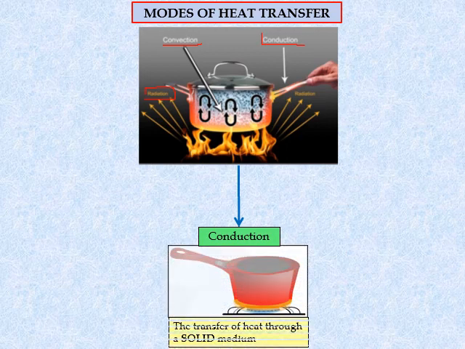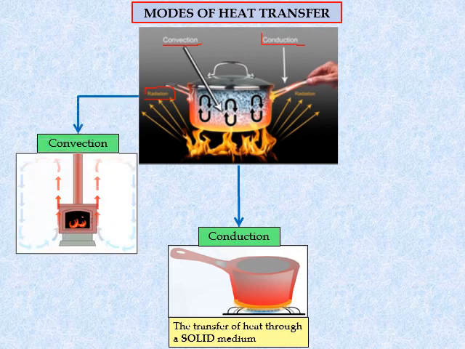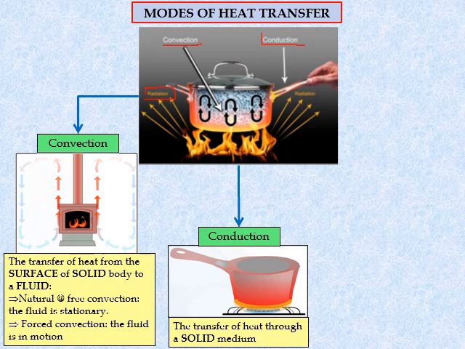First we look at conduction, which is the transfer of heat through a solid medium. In general, we can summarize it as follows. Convection is the transfer of heat from the surface of a solid body to a fluid. We have natural or free convection: the fluid is stationary, and after a certain period of time, because of the temperature difference and density difference, the buoyancy effect takes place, and it becomes natural convection. And we also have forced convection, where we put additional equipment to support or increase the flow.